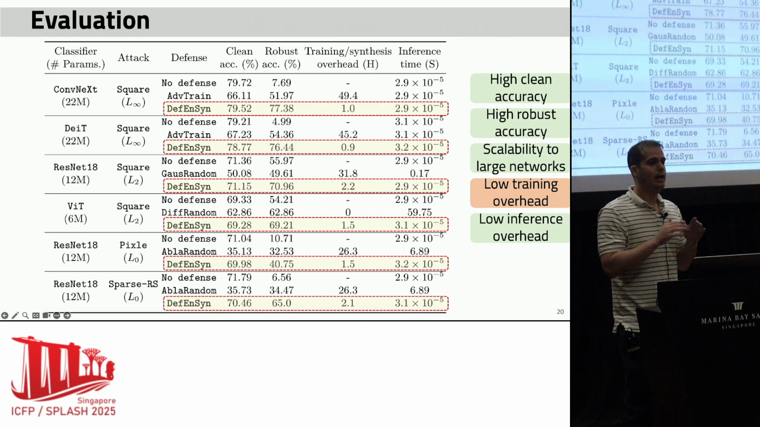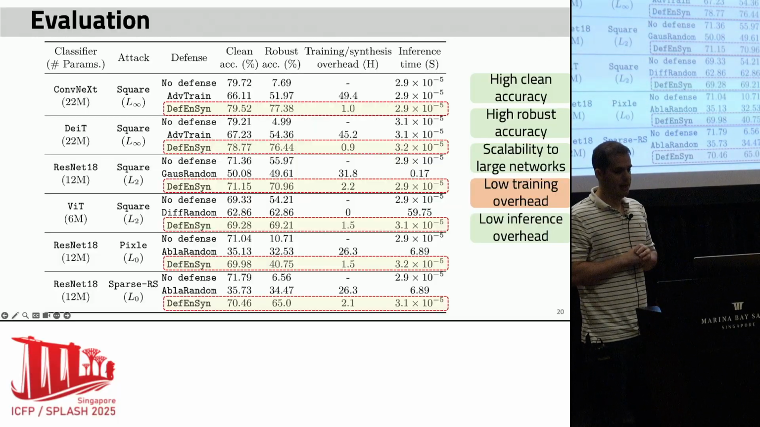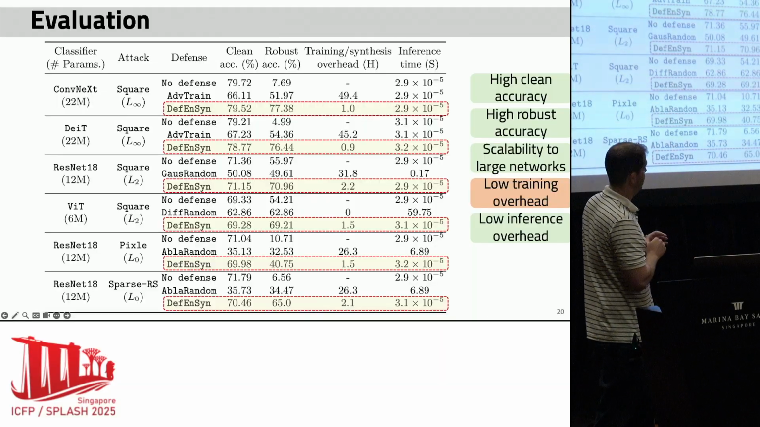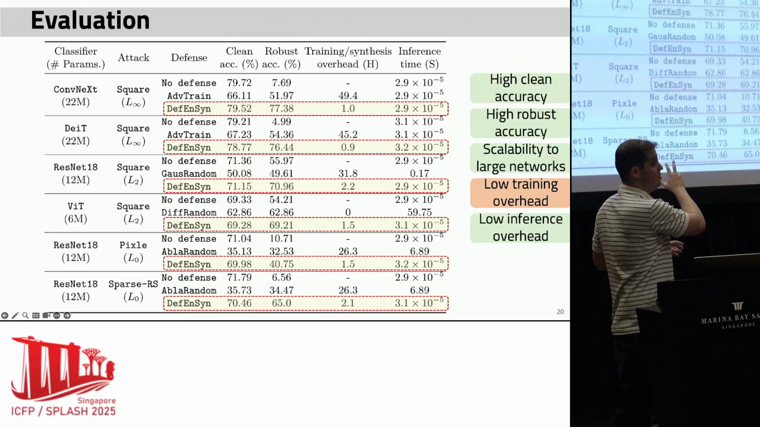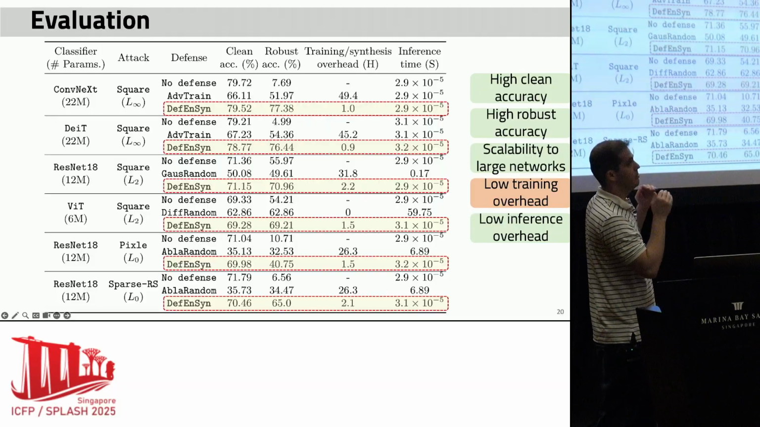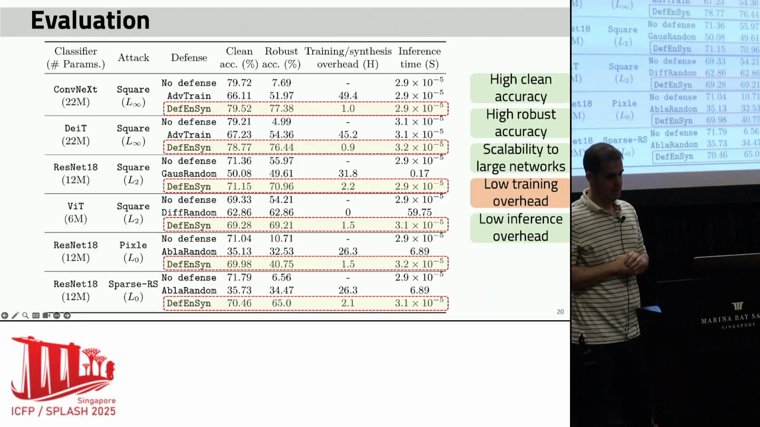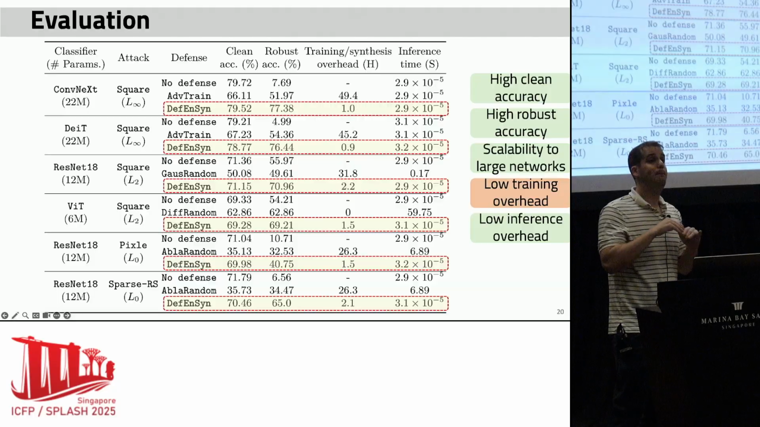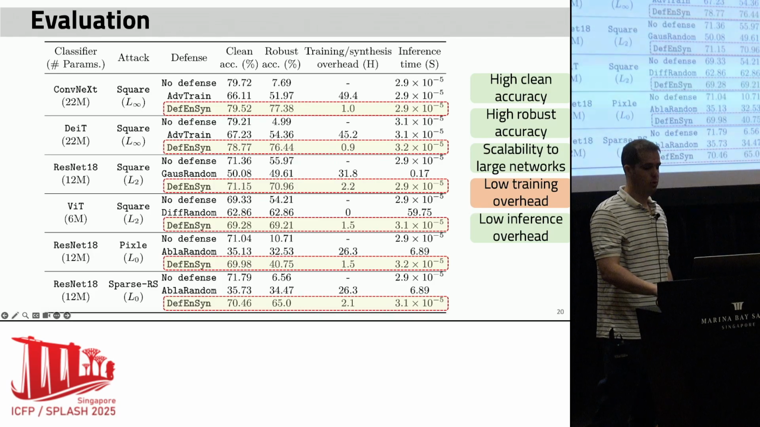As you can see, we achieve high clean accuracy and high robust accuracy, which we on average improve by 40%, with a very small inference overhead. Also in this large network, the synthesis time is about 1 or 2 hours, which is much less than the training time needed for adversarial training. We don't show here prior repair-based defense because they do not scale to these real-world large networks.